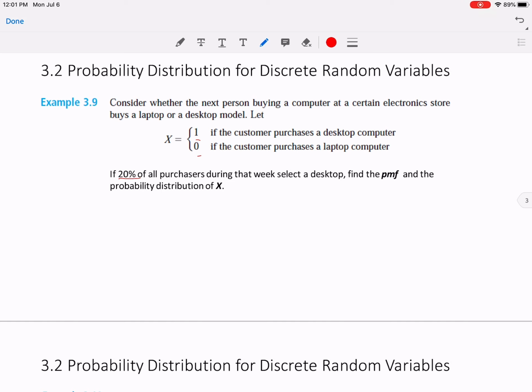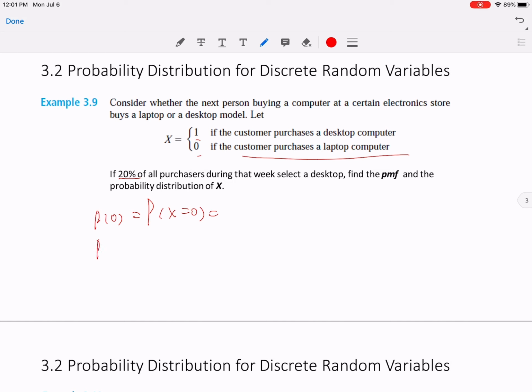So same thing, if we want to find the PMF or probability distribution, we need to find all of the possible values of x and then find the probability of each possible value. So in this case, x could be 0 and 1. And then what's the probability? So the P of 0 is equal to the probability of x is equal to 0. What's the probability of x is equal to 0? X is equal to 0 means the customer purchased a laptop, right?